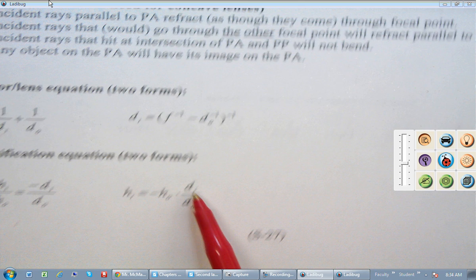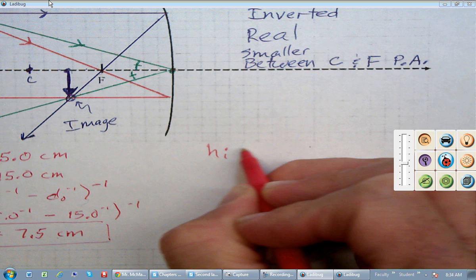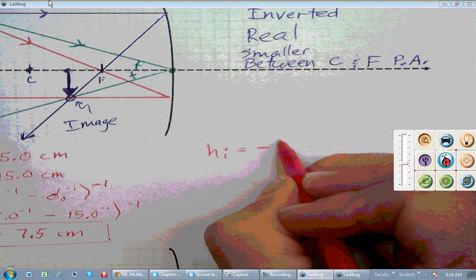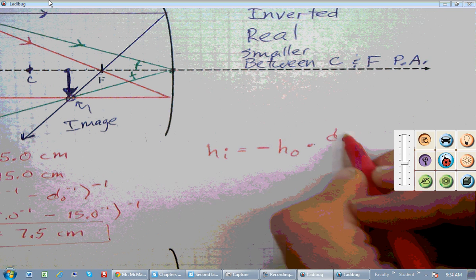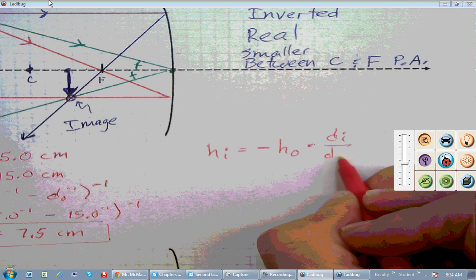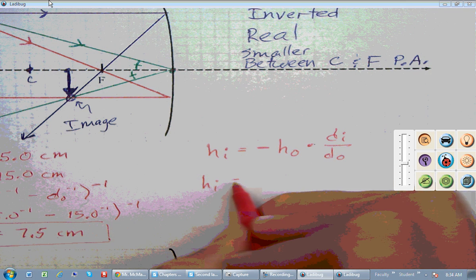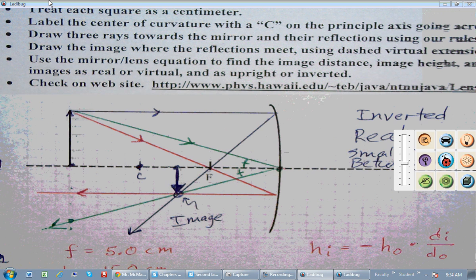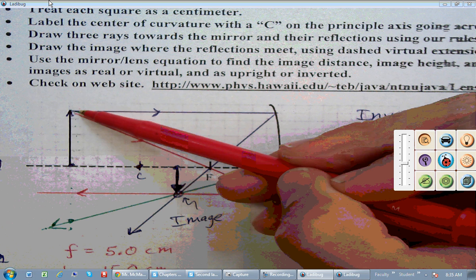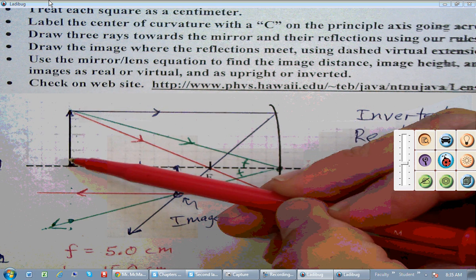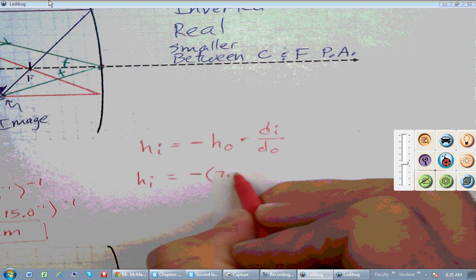And so I'll write it in the form that we need to use it. The image height is the negative of the object's height times this ratio, di over do. Now we just calculated di, that's why we had to do that first. And now I'll take a measurement of the object's height. Now I have to go back here to my figure. 1, 2, 3, 4, 5, 6, 7. 7 squares tall is how tall the object is. So I'll call that 7.